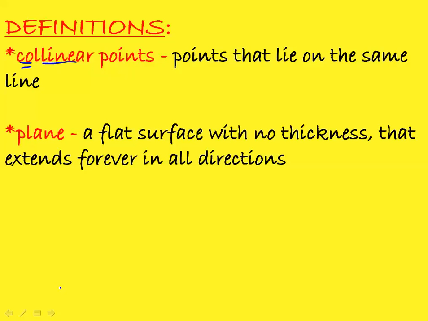A plane is a flat surface with no thickness that extends forever in all directions. Think about a piece of paper that you could not see the end to. It never ends. Another example, think about like the ceiling of a building. You don't see the entire ceiling. If you're standing in the classroom, the ceiling extends beyond the classroom. Imagine that that were to go on forever.